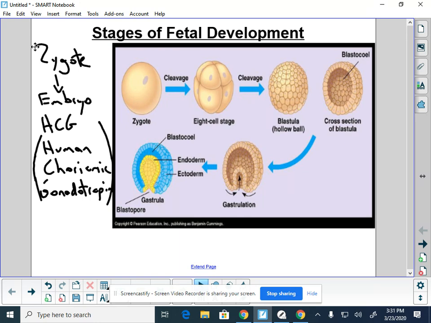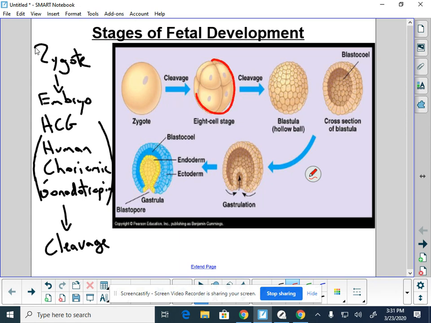The next step in fetal development after embryo, or as the embryo is forming, is called the cleavage stage. Cleavage is defined as cell division without cell growth, meaning the overall mass of cells, if we look at this diagram, this mass of cells in the 8-cell stage is the exact same size as this blastula stage, which has many, many cells in it. The purpose of the cleavage stage is so that the cells can start to divide. The surface area to volume ratio gets smaller, so it's easier for them to take in nutrients.